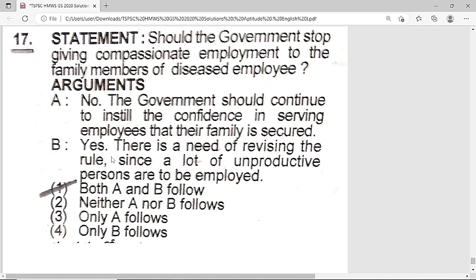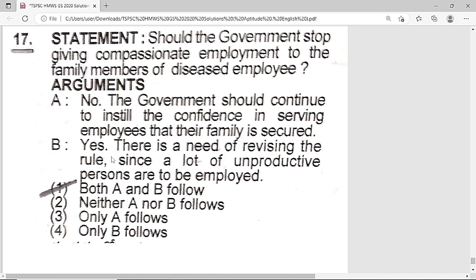Yes means what is going to happen? Yes, there is a revising of the rule. Therefore, a lot of unproductive people are employed. So finally, I can say that should the government stop giving compassionate employment to the family members of the deceased employee? No means the government should continue to instill the confidence in serving employees that their family is secure. Yes means there is a need of revising the rule since a lot of unproductive persons are to be employed. So both A and B are correct arguments for this statement. So this is the correct solution of this question.